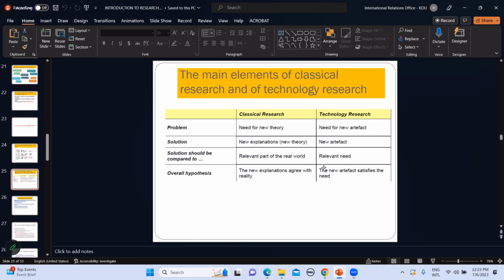Actually, in classical research, you have a problem, then the solution. Why the problem? Need for a new theory, right? Let us say, have you studied the first law of thermodynamics? Hello, anybody? Yes or no?